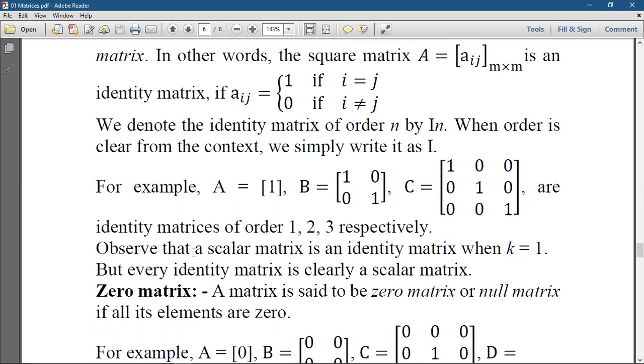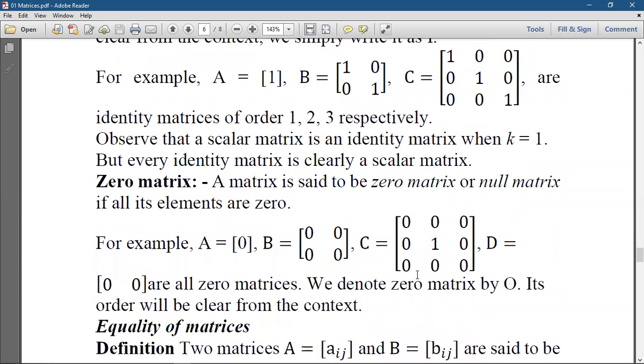It is observed that a scalar matrix is an identity matrix when k equals 1. But every identity matrix is clearly a scalar matrix. Every identity matrix is a scalar matrix, but a scalar matrix is an identity matrix only if k equals 1.